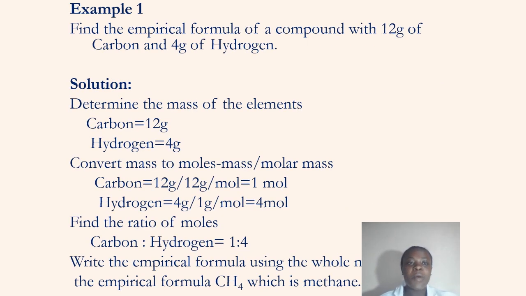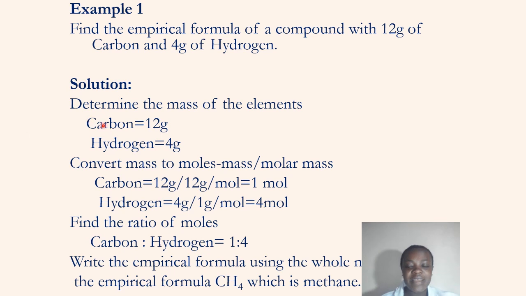Example 1, we are told to find the empirical formula of a compound with 12 grams of carbon and 4 grams of hydrogen. This is a compound that contains carbon and hydrogen, and we call these compounds hydrocarbons. We have the solution as indicated below.